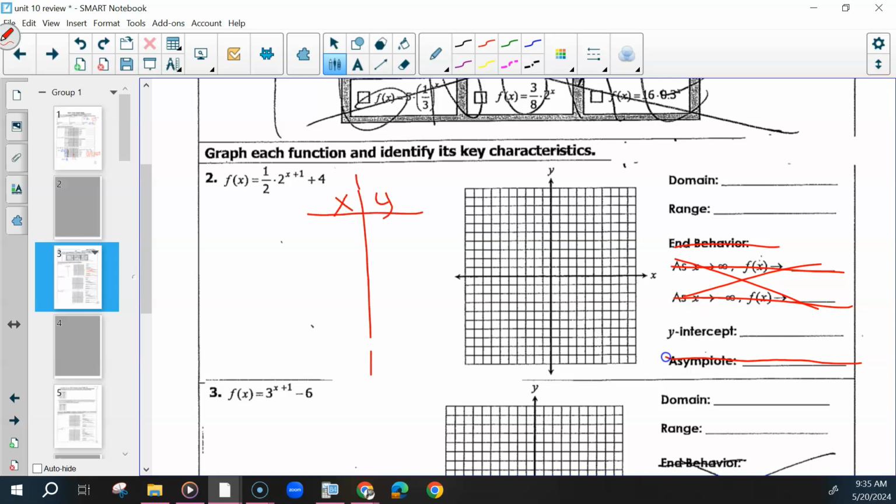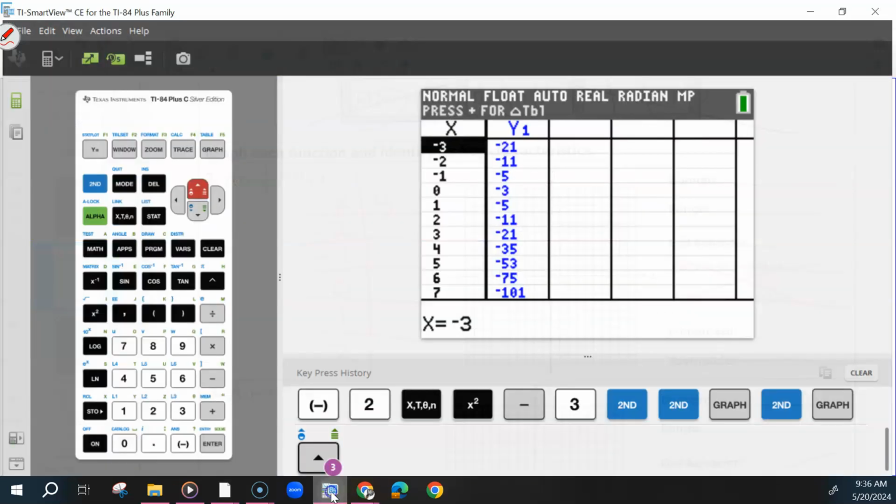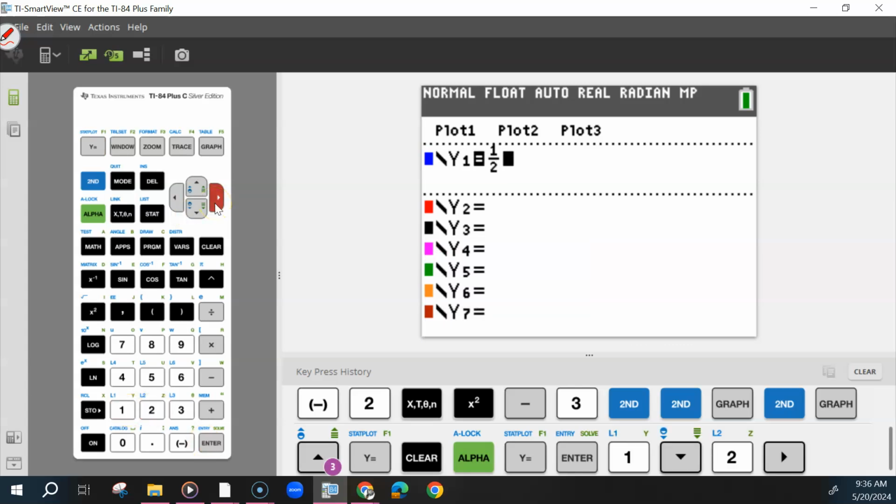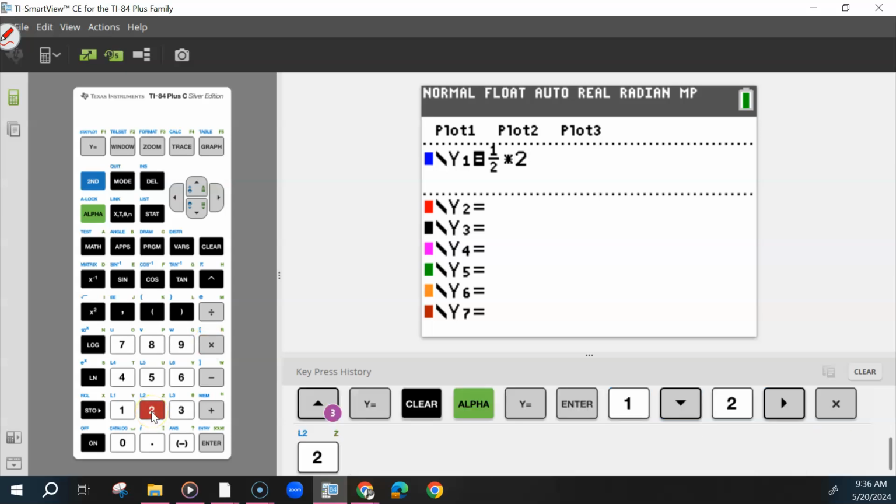I'm going to start with 5 values. If I need more, I'll go back and find more. But the 5 values will be -2, -1, 0, 1, 2. And I'm going to type this into my calculator in y equals. Make sure you use this top hat, caret, whatever you call this, to put the x plus 1 up there, and then use the arrow to come back down.